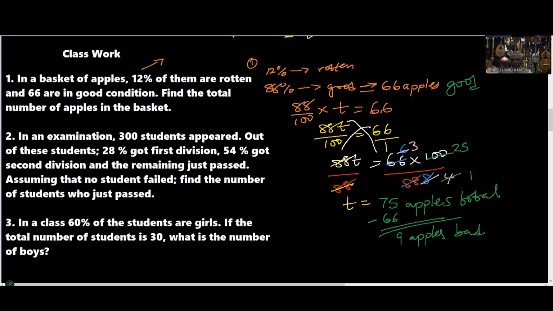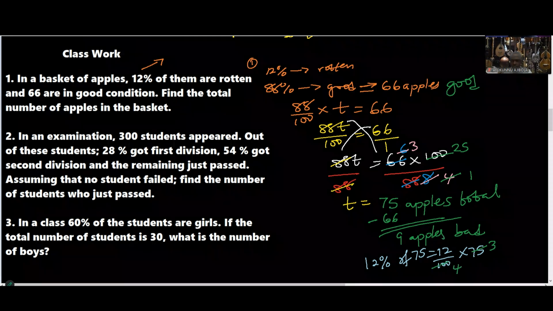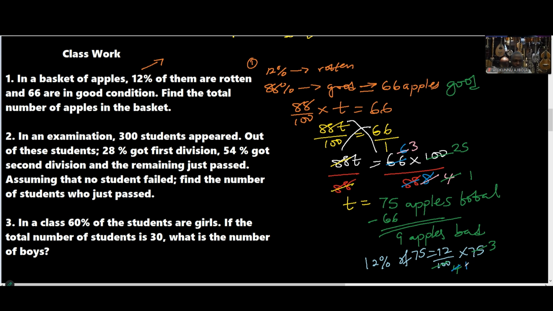Let's check it. 12% of 75. This simply means 12 over 100 times 75. So we can cut it down and say 25 here, 3, 25 here, 4. Then we can say 4 here, 1, 4 here, 3. So we have 3 times 3, which is what? 9.